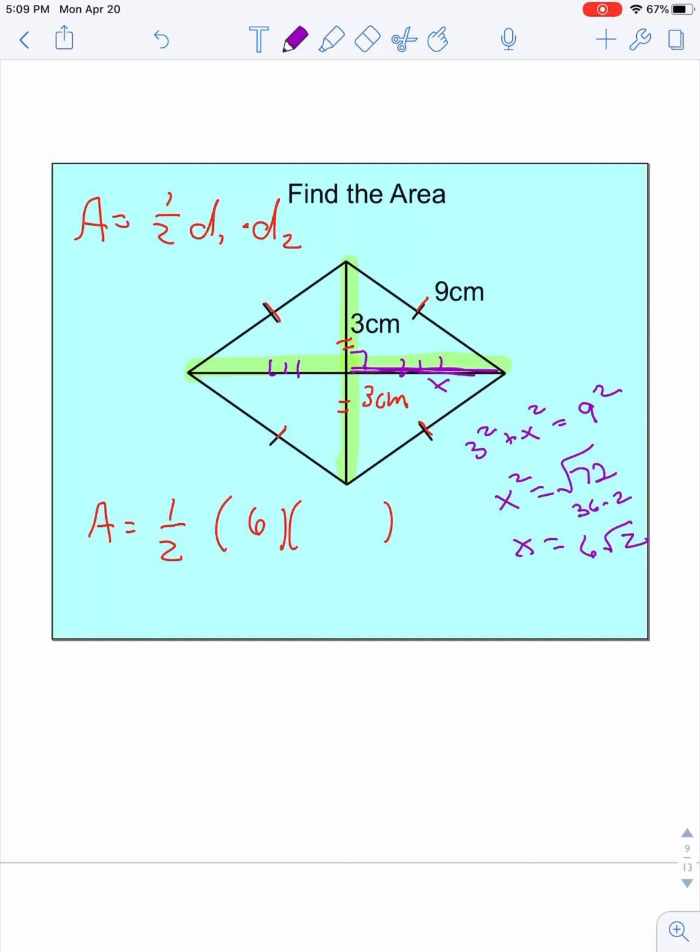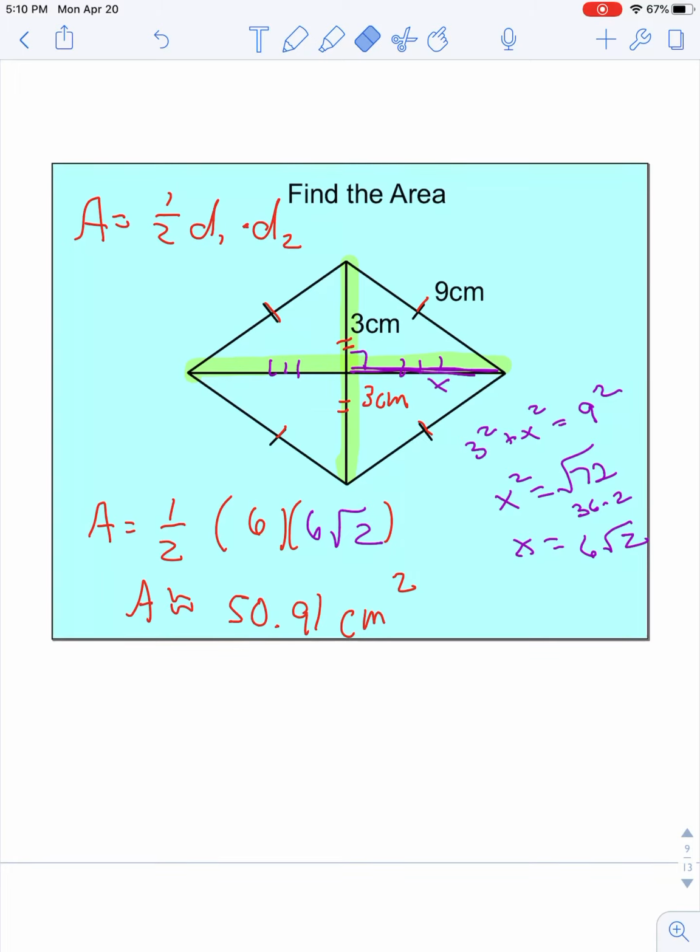If you'd rather just go ahead and get a decimal for that, that's totally fine as well. So now I'm going to put 6 square root of 2 in, and now I can find my area, which is approximately 50.91 centimeters squared. Now, oh my goodness. So I put 6 root 2 in there, but that was only part of it. I need to double that.